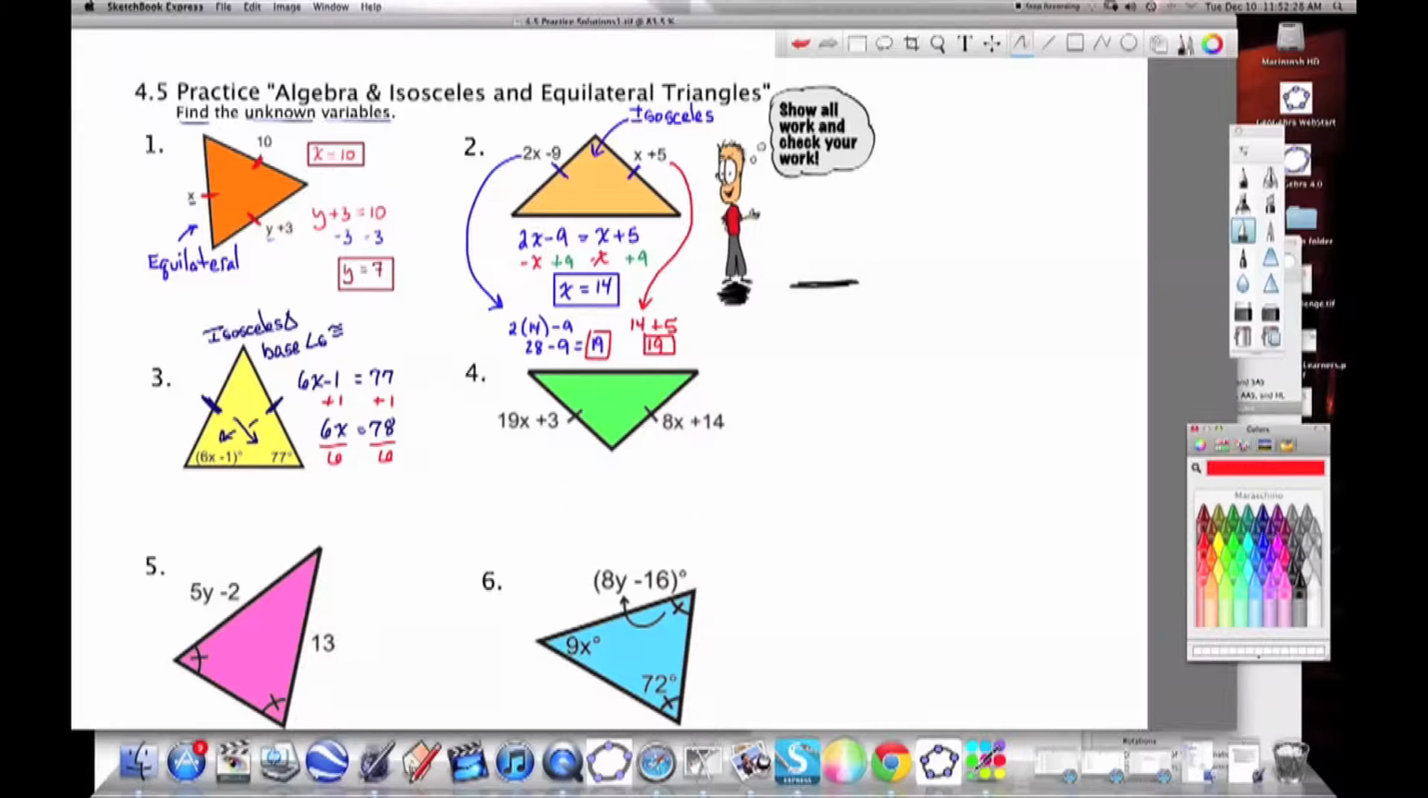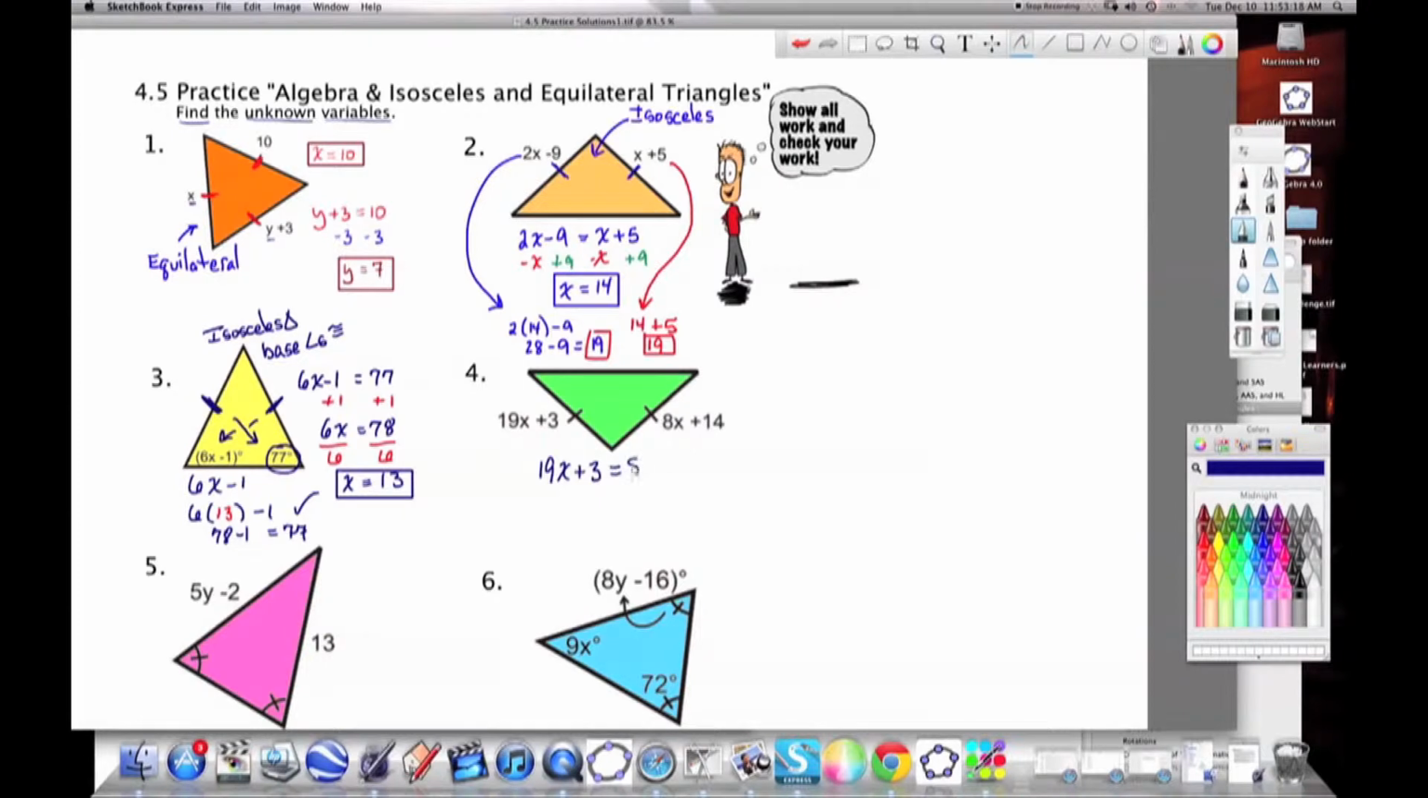So I can say 6x minus 1 equals 77. I can add 1 to both sides and divide by 6, and I get 13. Now I can plug 13 in for x to check my answer, and I get 77. Okay, so 4 is similar to 2.